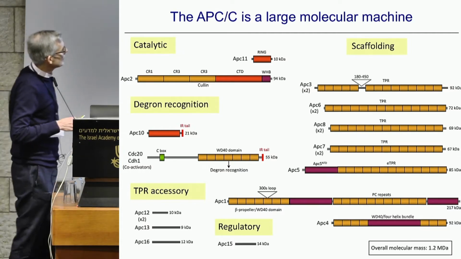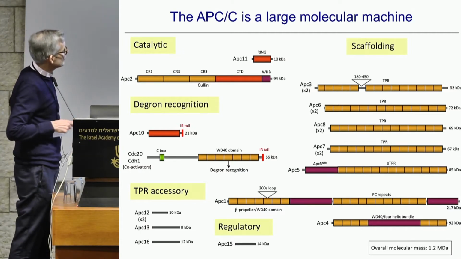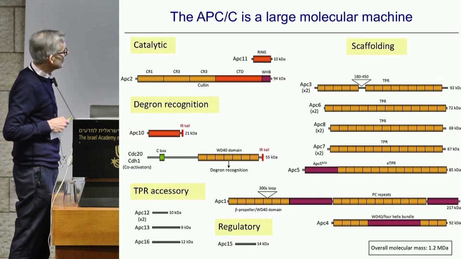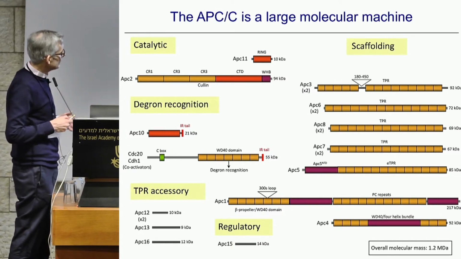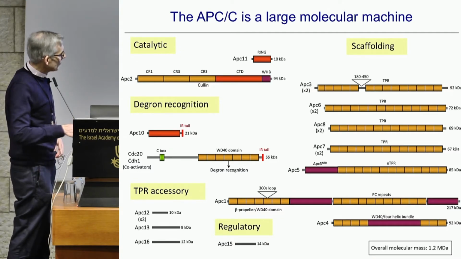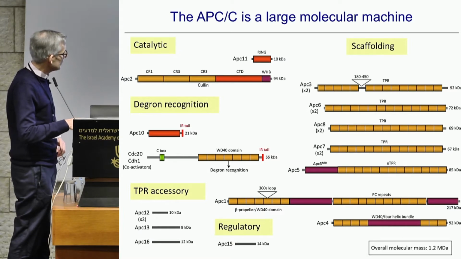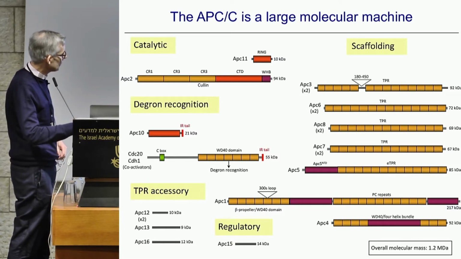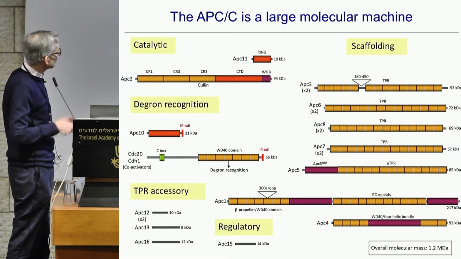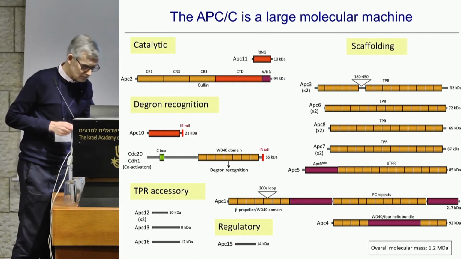And many of these contain multiple repeat motif sequences, such as the TPR repeat, which Gideon described this morning. In fact, the TPR was first discovered in APC subunits about 1994. And then APC1, the largest subunit, contains a WD40 repeat at the N-terminus and also a PC repeat domain in the middle of the protein. These large scaffolding proteins function to coordinate the catalytic module and the degron recognition module.